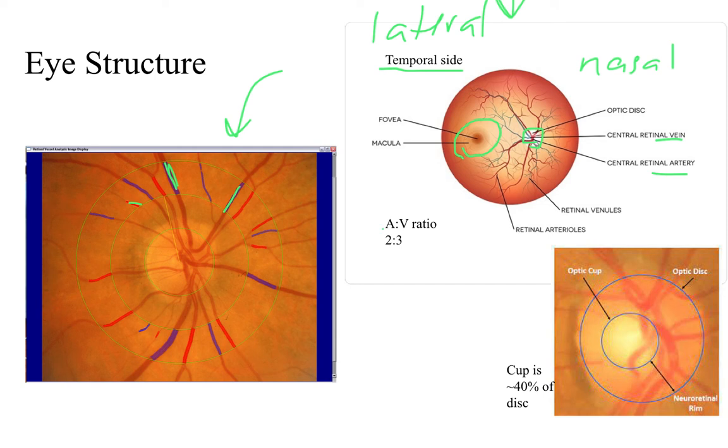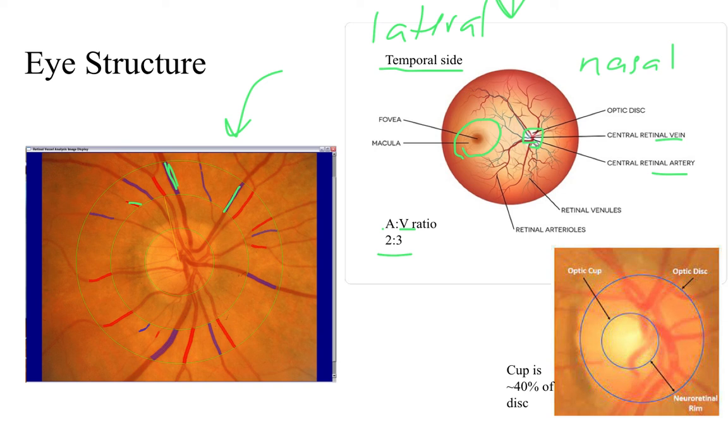The number of arteries to veins that you should be able to see is about 2 to 3. So you should see about 2 arteries for every 3 veins. Approximate. You're not going to count them, but as long as you're seeing about that ratio, that's what would be considered normal. If you see less than that, that could indicate a compromise in blood supply. If you see more than that, that could indicate a compromise in the ability of the tissue to take up oxygen, so new arteries and veins are growing to help distribute that blood supply a little bit more, both of which are going to be problems.